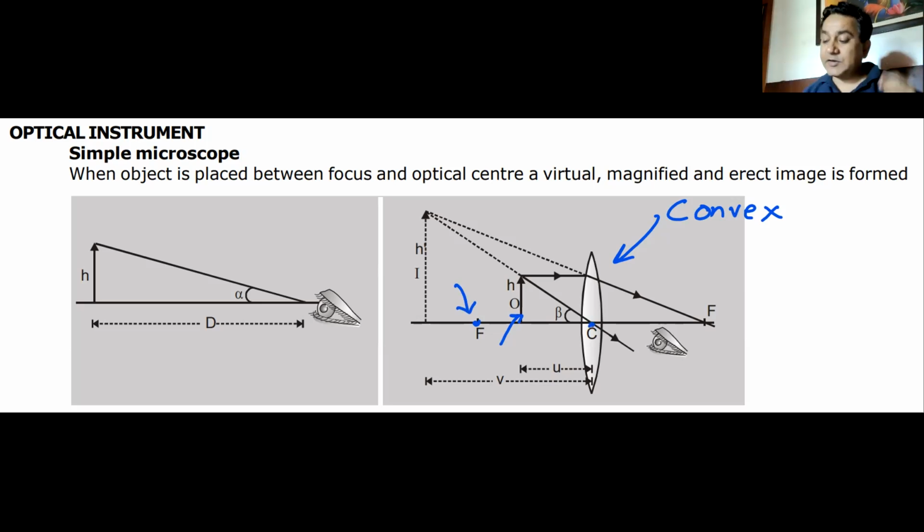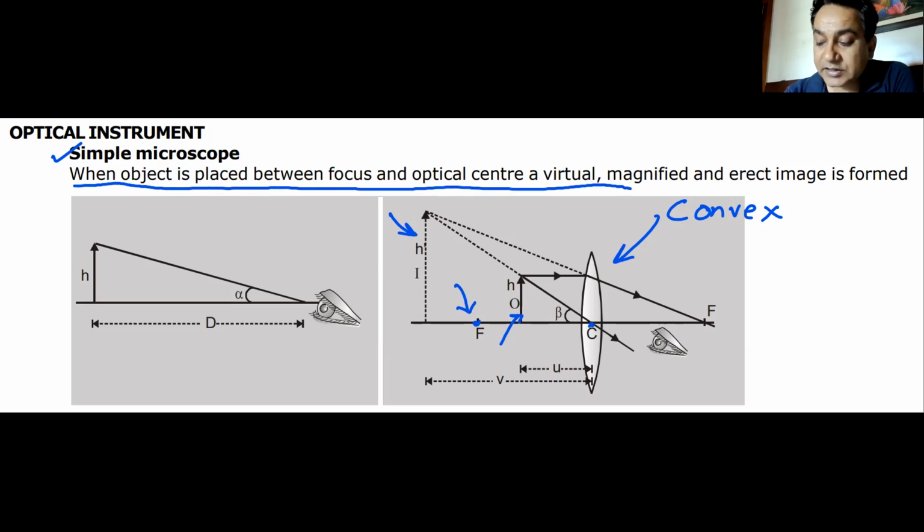Whenever the object is placed between the focus and the pole of a convex lens, it will always produce a virtual image. This is the virtual image, and this virtual image is always enlarged. And this, gentlemen, a simple convex lens is known as a simple microscope, and the position of the object is between the focus and the optical center, and it will produce a virtual, magnified, and erect image of the object. Do we understand this? Yes or no?